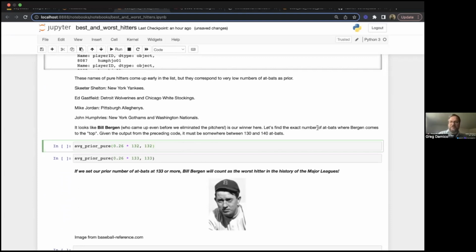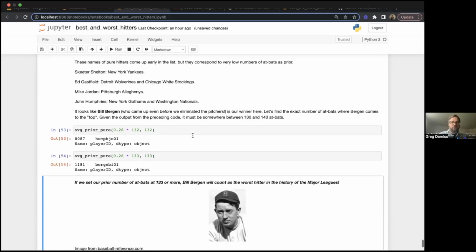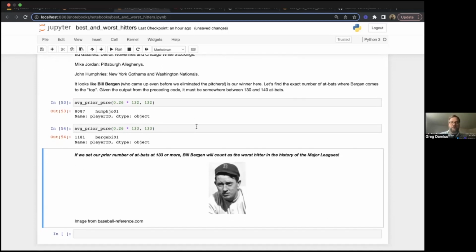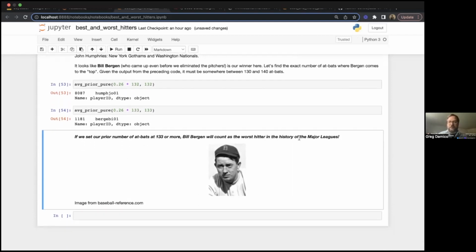And if we find the exact number of at-bats where Bergen comes to the top, or bottom more like, we'll find that it's at 133 at-bats. Which doesn't seem like enough to make a determination. It's not a huge number of at-bats. That's really only part of a season. It's a couple of months. But if we count 133 at-bats or more, Bill Bergen will count as the worst hitter in the history of the major leagues.